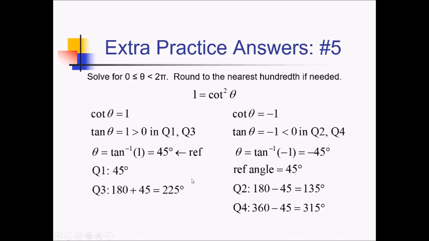And now going back through and converting all of these to radians, we've got 45 turning into pi over 4. 225 is 5 pi over 4. 135 is 3 pi over 4. And 315 will be 7 pi over 4.